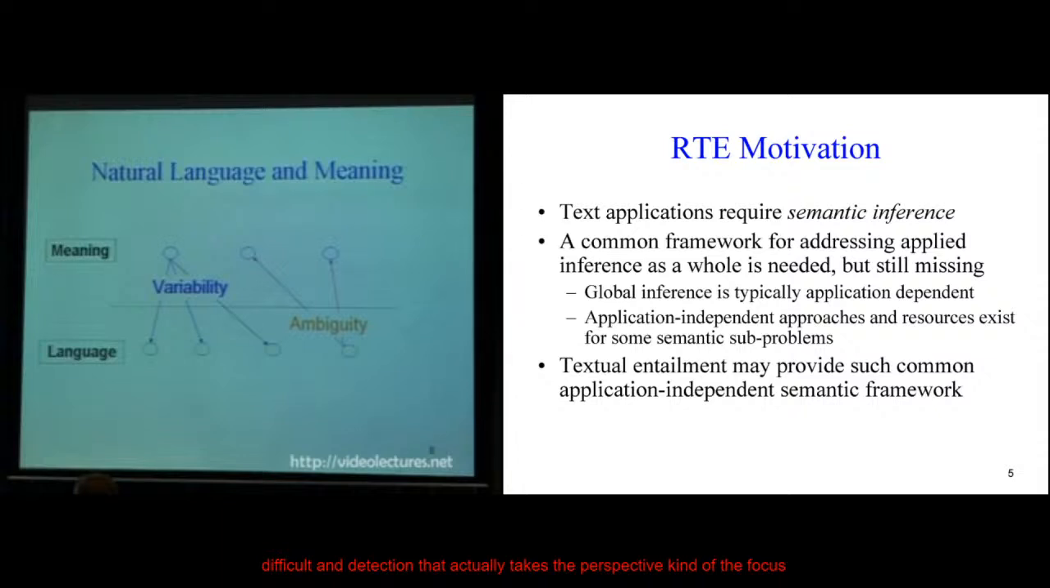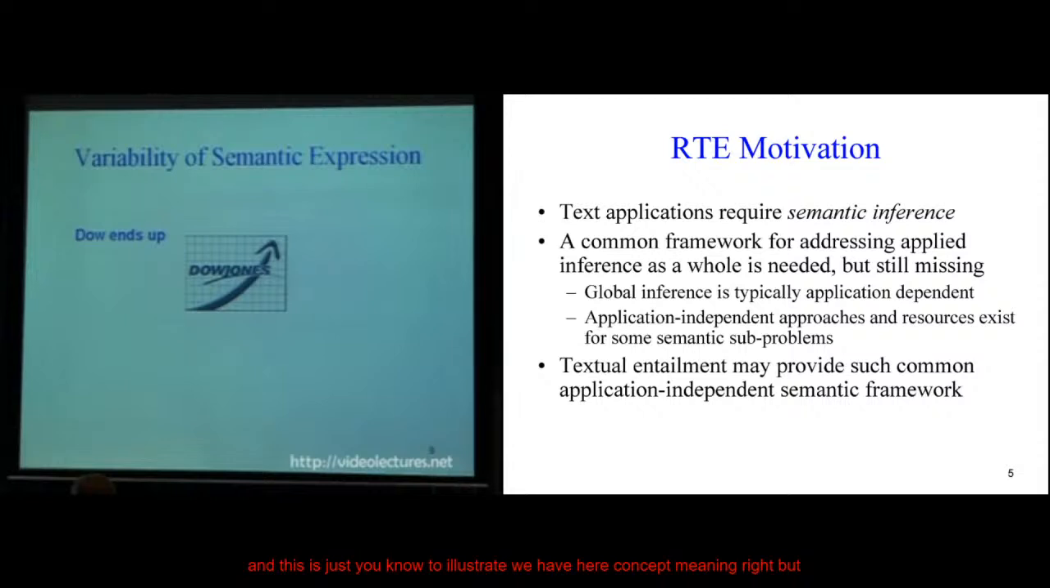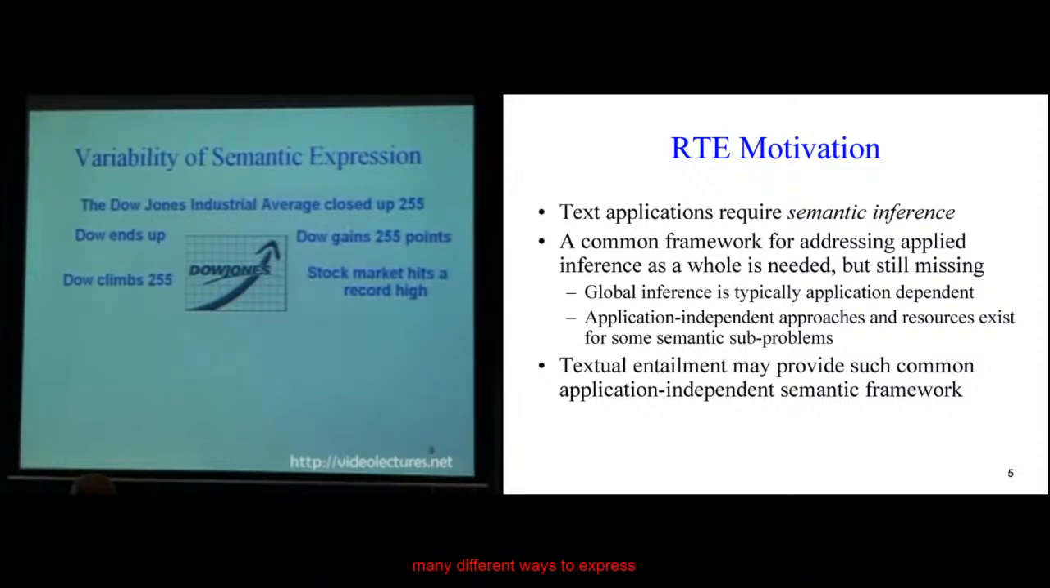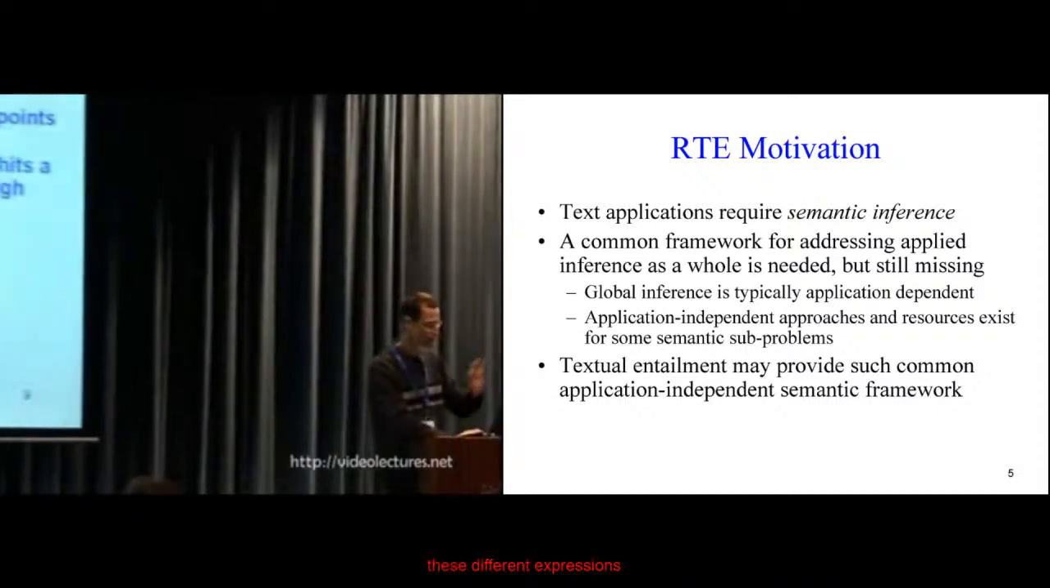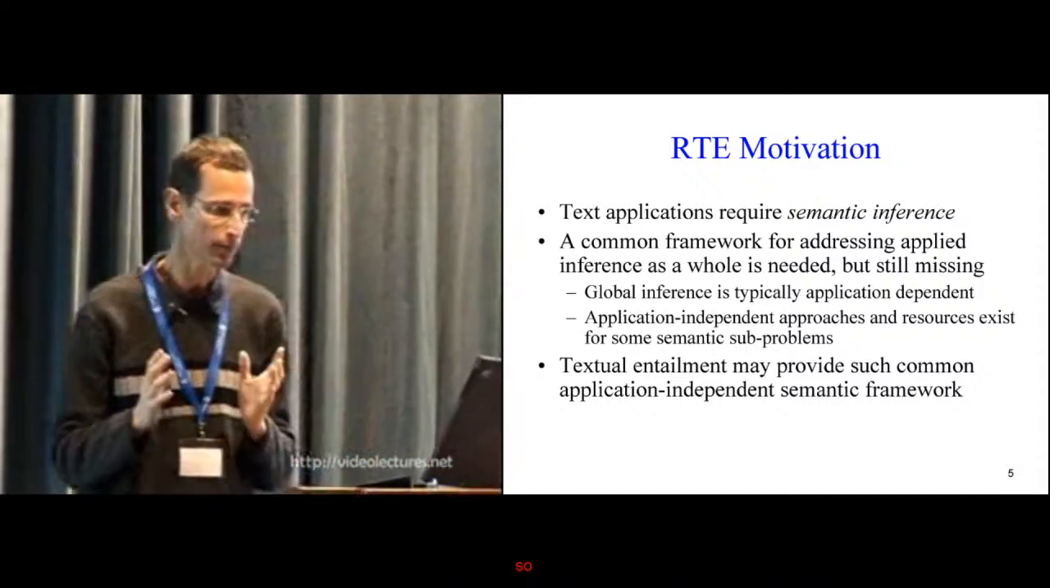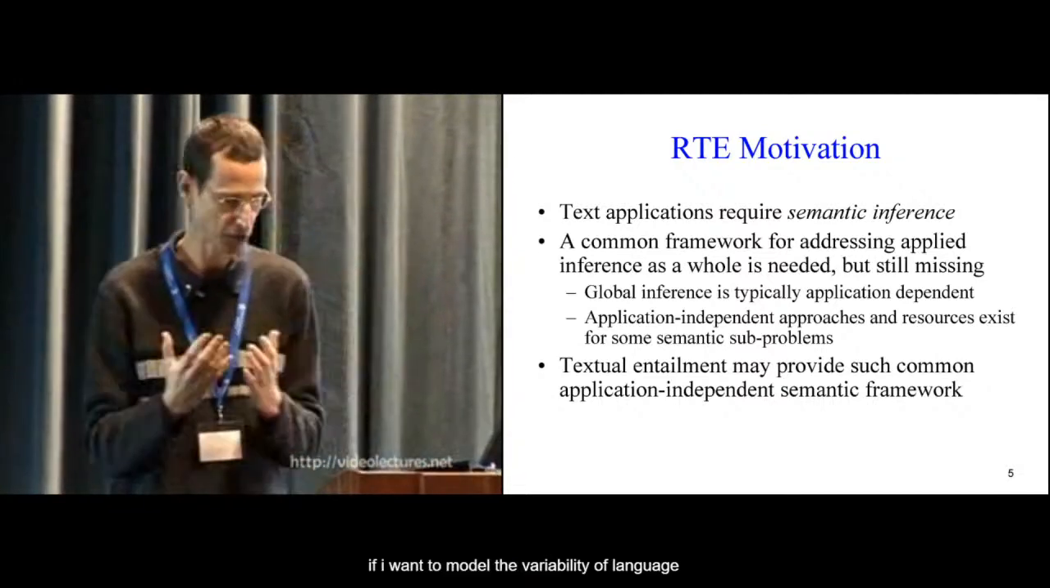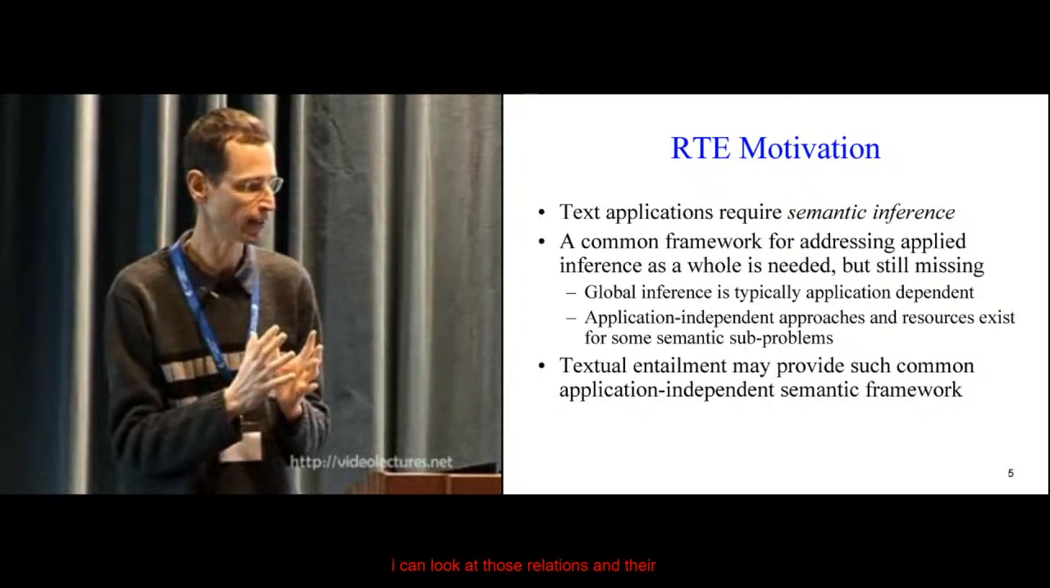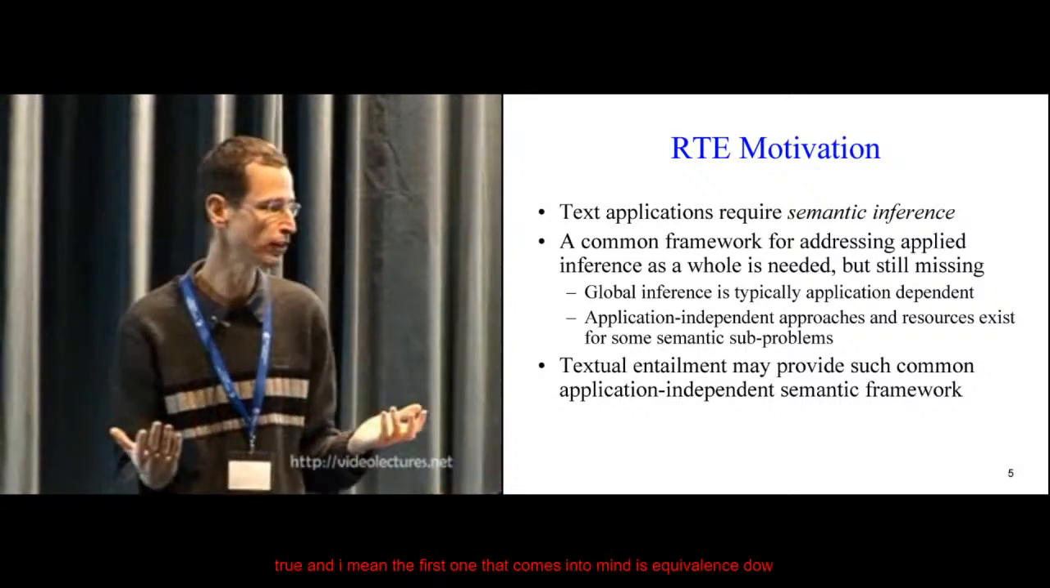And textual entailment takes as its starting point the variability, while it has to encounter ambiguity as well. But it's really the variability of language. When I say variability, I mean the variability of semantic expressions, the many different ways to express the same meaning. That's the real challenge that I think is faced by text understanding applications. To illustrate, we have here a concept, a meaning, but many different ways to express it. So let's try looking at the relationship between all these different expressions. If I want to model the variability of language, I can look at those relations, and the first one that comes to mind is equivalence.